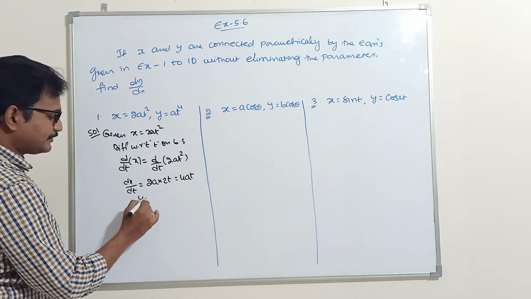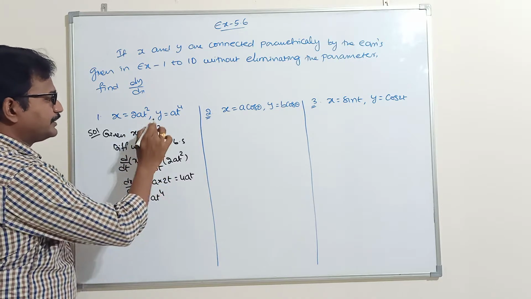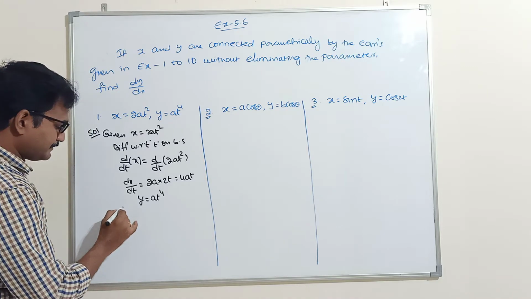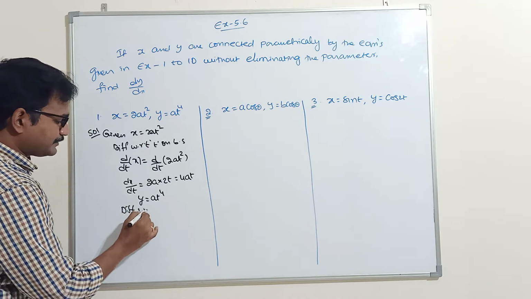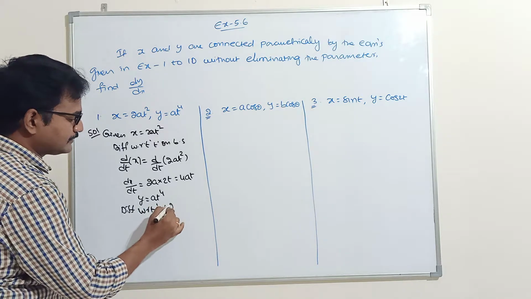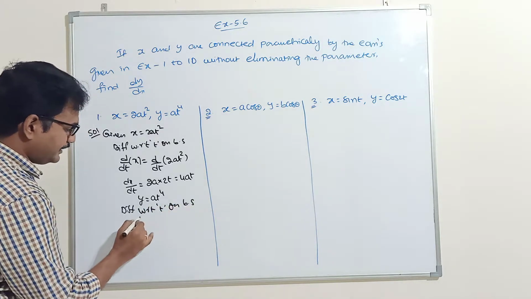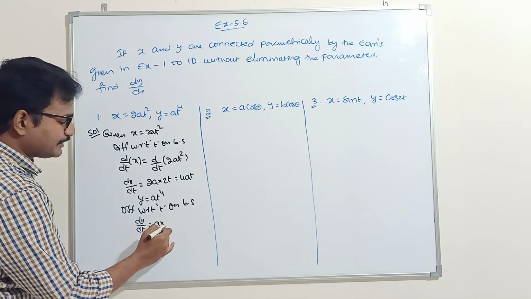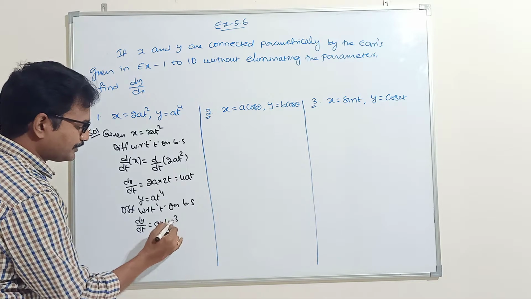Next, similarly, y is equal to at power 4. The equation y is in the form of parameter t. So differentiating with respect to t on both sides, dy by dt is equal to a into the derivative of t power 4, which is 4t cube.